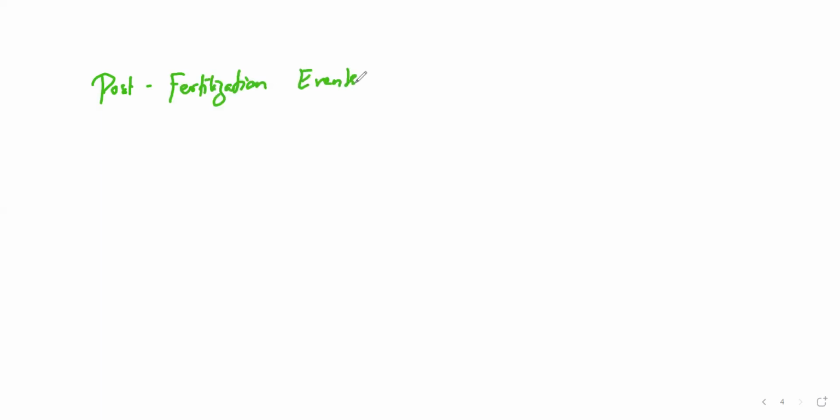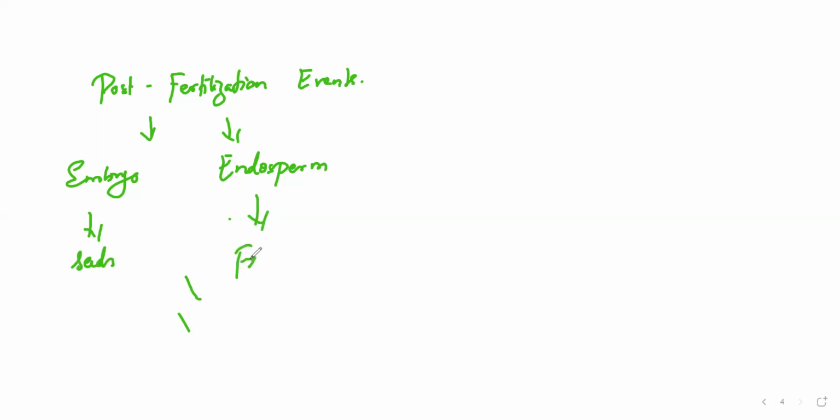Right? So in the post-fertilization events, we are going to consider two things. One is the embryo and the second one is the endosperm. Whatever the endosperm or the embryo is, it is going to give you certain things. For example, the embryo will give you ovule, seeds, endosperm, fruit. Correct? So now how does the endosperm or the embryo develop? So first let's see the development of the endosperm.